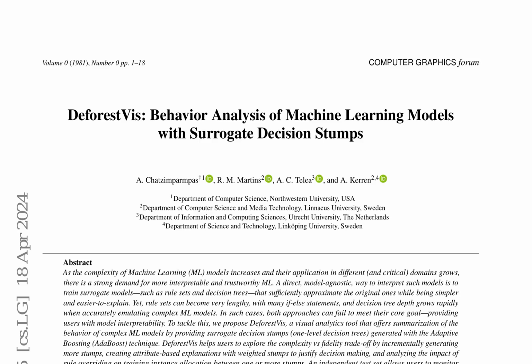Overall, DeforestVis presents a novel approach to understanding and interpreting complex machine learning models through the use of surrogate decision stumps and visualization techniques. By aggregating multiple surrogate models, it enables users to explore the trade-off between complexity and fidelity, providing a more comprehensive understanding of the decision-making process within complex models.